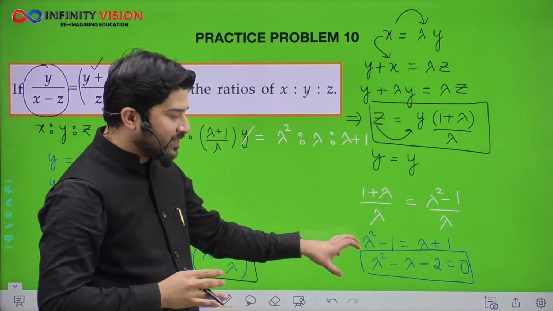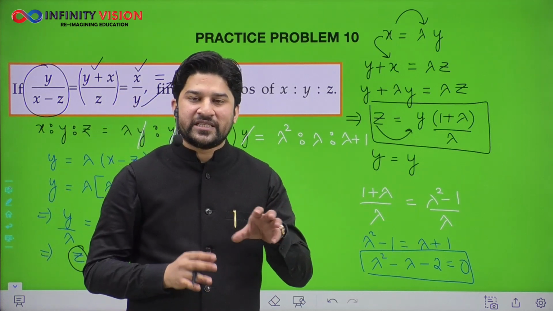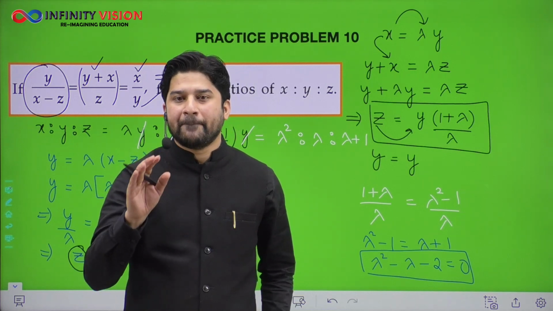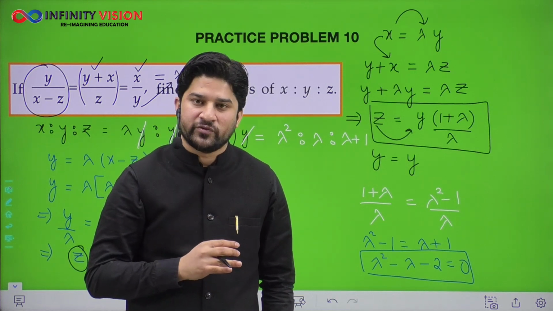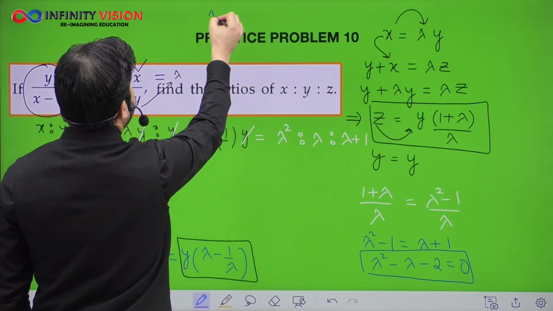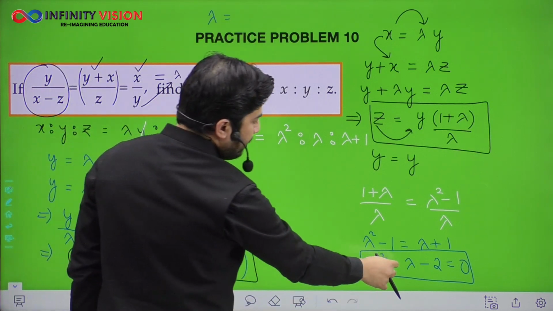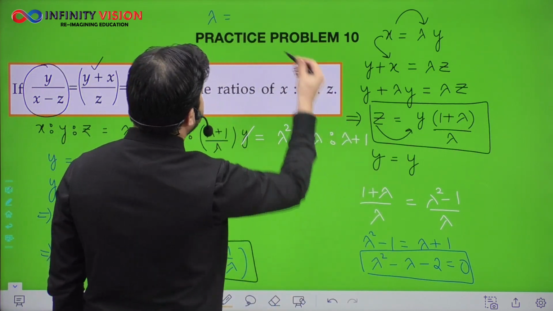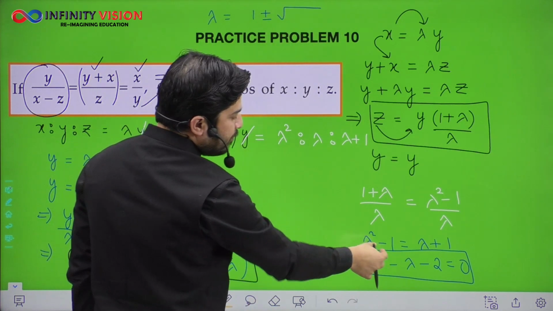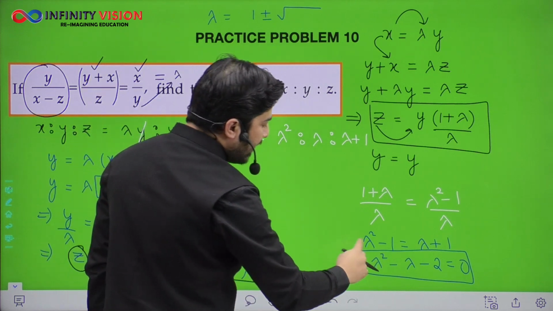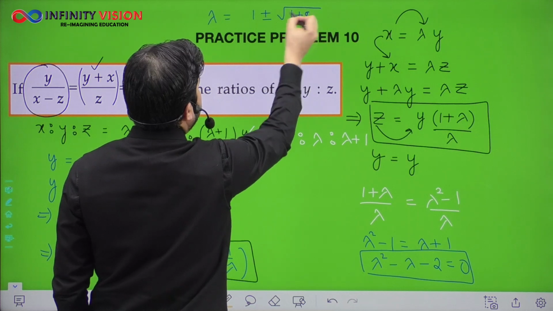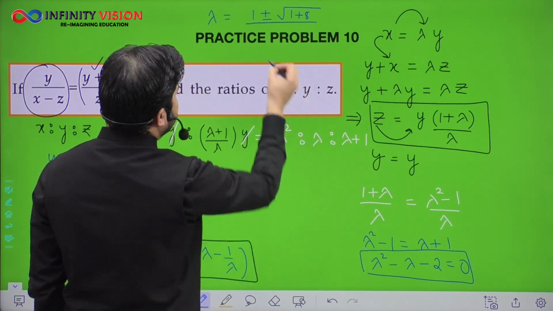When you have ax square plus bx plus c equals 0 as your quadratic equation, what is the formula? x is minus b plus minus under root b square minus 4ac by 2a. So in the same way I am going to find my lambda. I'll do the calculation here. Lambda is equal to minus b, so minus of minus 1 would be 1, plus minus under root b square, which is minus 1 square, that is 1, minus 4 into 1 into minus 2, that would be 1 plus 8, divided by 2a, and 2a is nothing but 2.